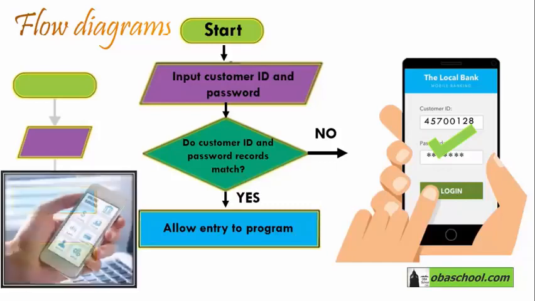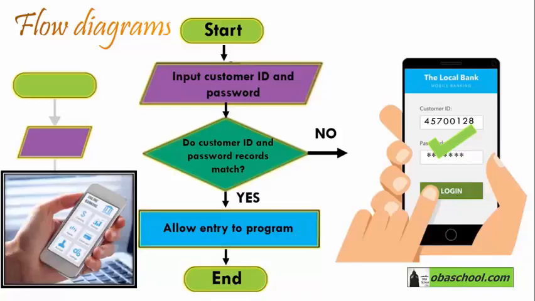So the user will be able to access his or her bank account and to check all the details inside the program. The final symbol is end. In this flowchart, we were able to see the steps that the program is taking in order to check the customer ID and password of the user and to open the account.